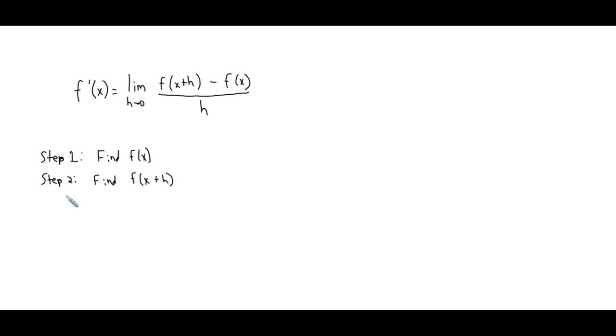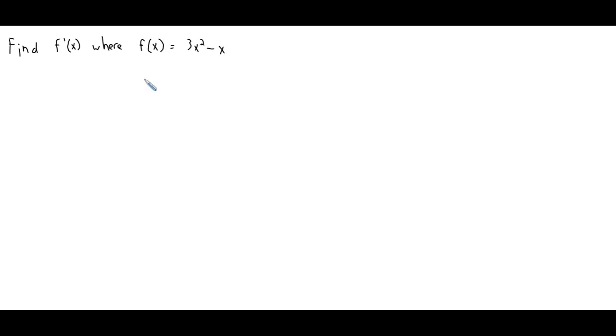Step 3, this is the long one, you do a lot of algebra. You have to be really, really careful because you're going to have negative signs and you have to make sure you distribute them. So a lot of algebra. And step 4 is you just solve the limit, right? You just plug in h at the end and you get your answer.